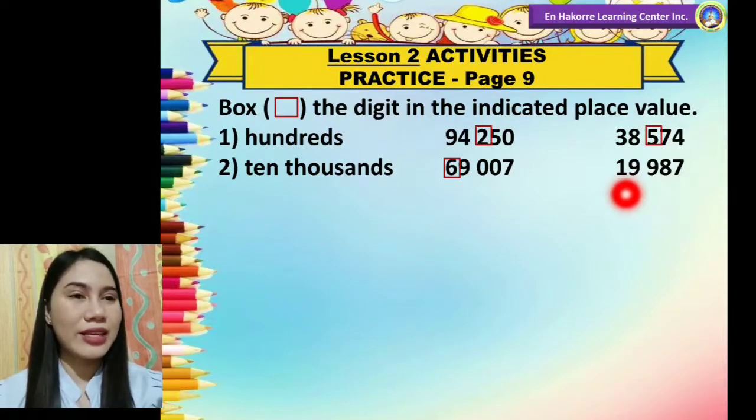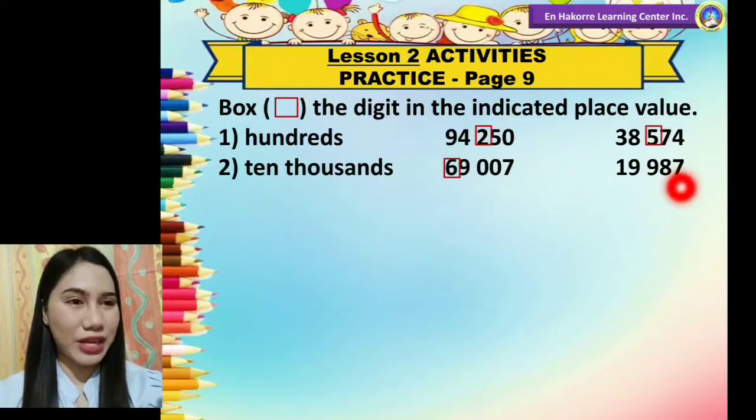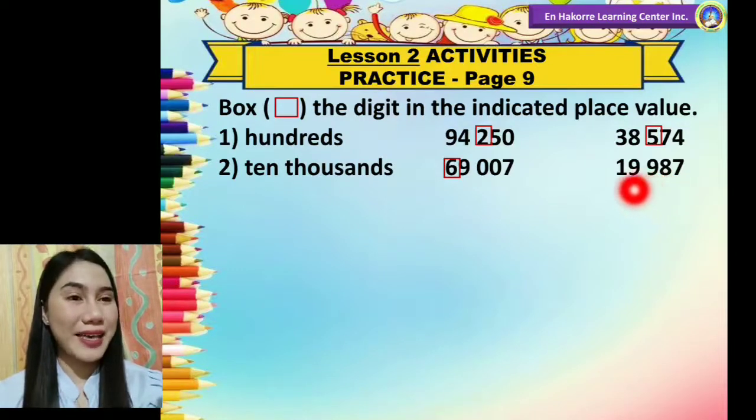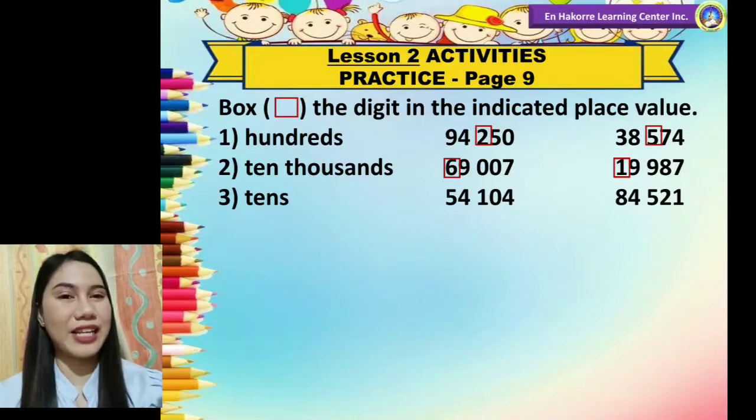Let's do it again here in the 19,987. So let's try to find out where can we find that 10,000s place. Okay, so let's count. Ones, tens, hundreds, thousands, 10,000s. Now, what number has the place value of 10,000s? It is number 1. Okay, so let's proceed with number 3.